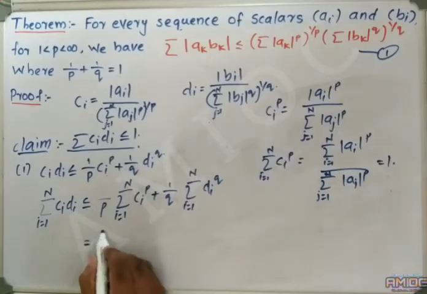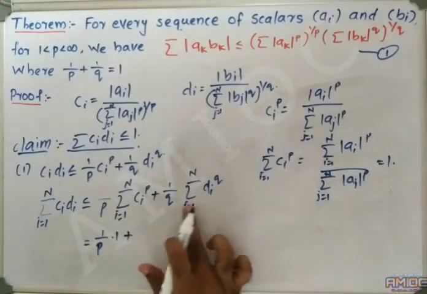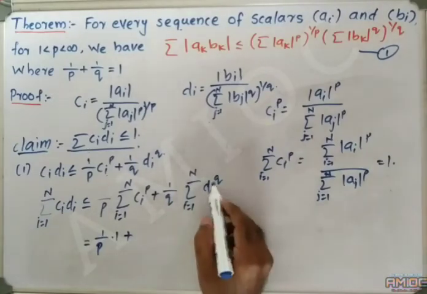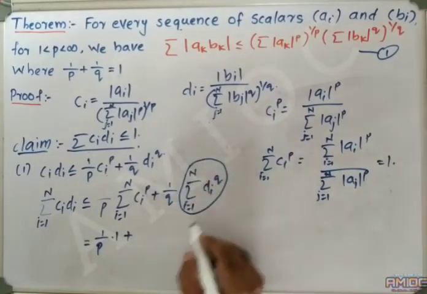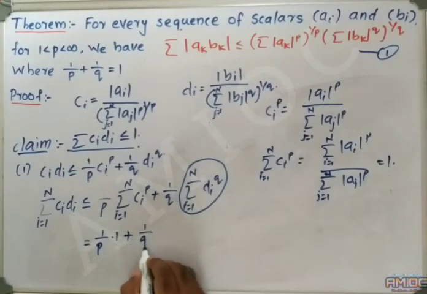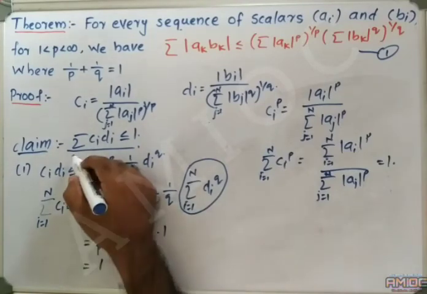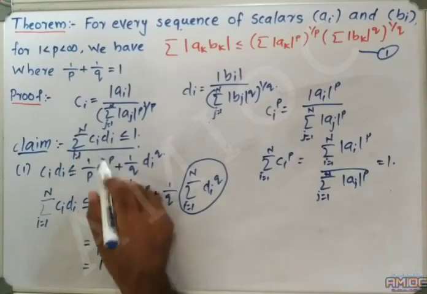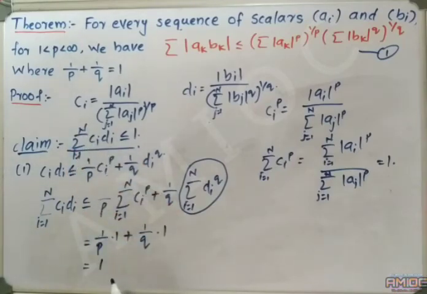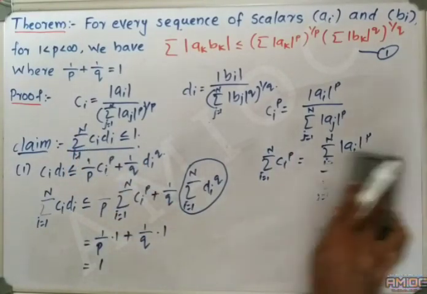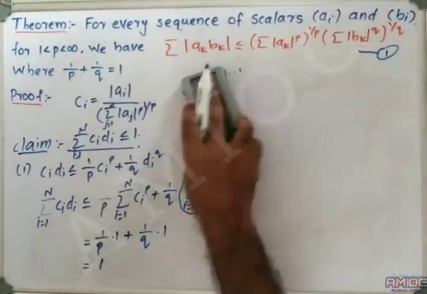So this is equal to 1 by p into 1 plus, similarly it can be shown that this quantity is equal to 1, so 1 by q into 1. So this is equal to 1 by p plus 1 by q, which is equal to 1. So we show that summation i from 1 to n of ci di is less than or equal to 1. Hence we get the inequality for a finite number of terms.